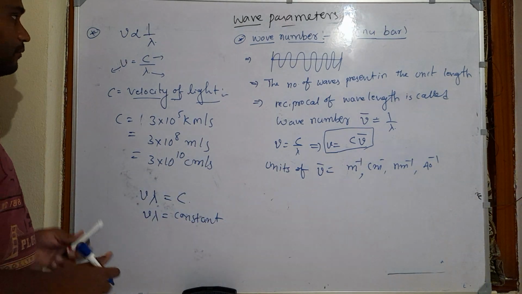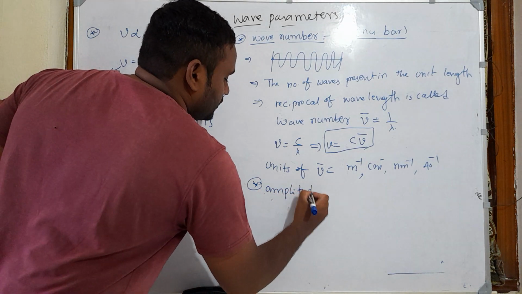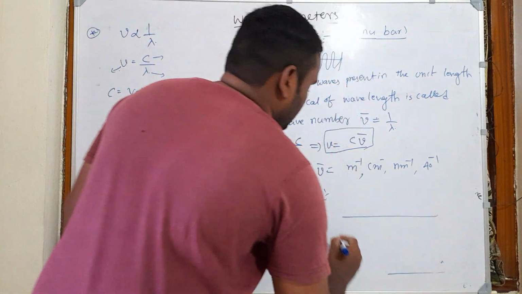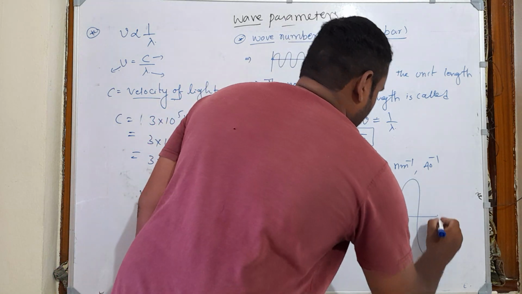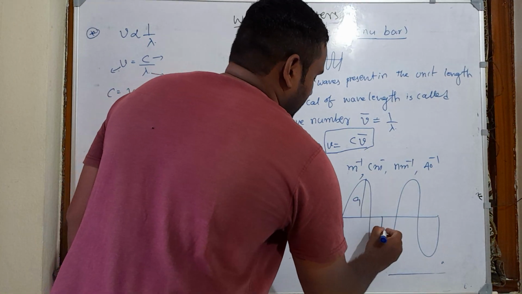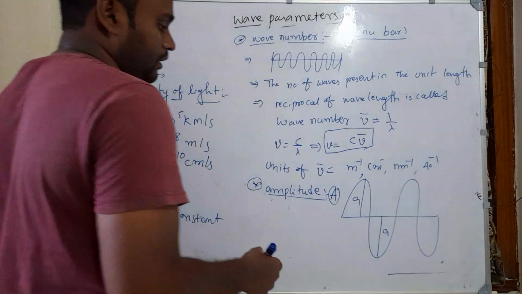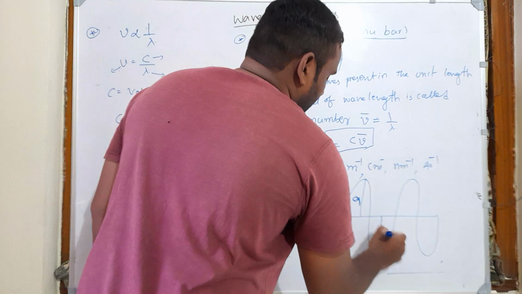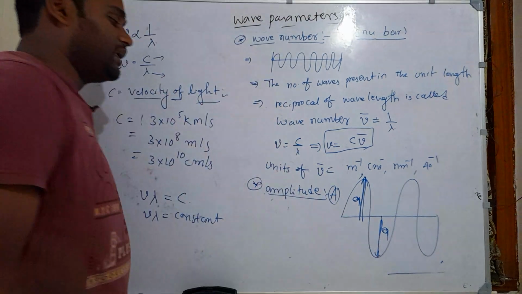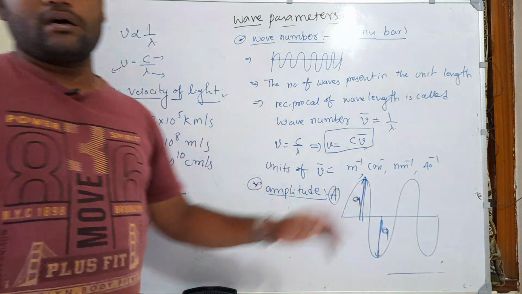Another wave parameter is amplitude. What is amplitude? It is the height of the crest or the depth of the trough, indicated with A. Amplitude gives information about the brightness of the wave or the light. As amplitude increases, brightness also increases.